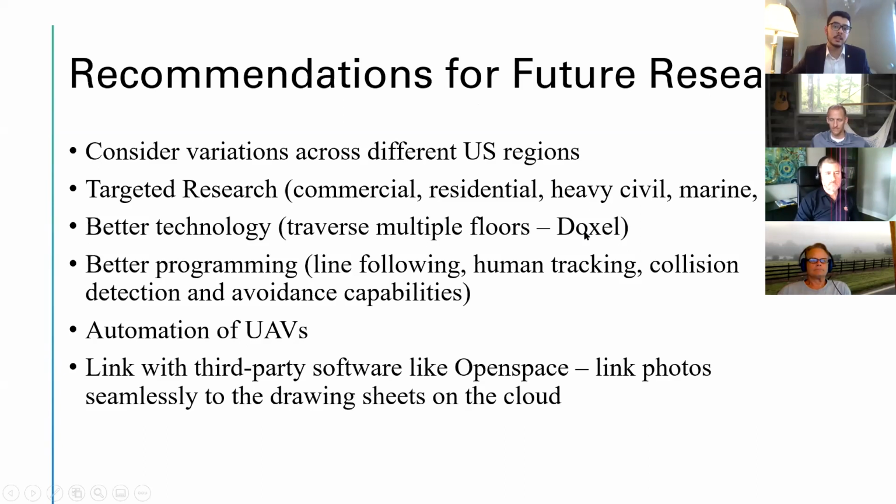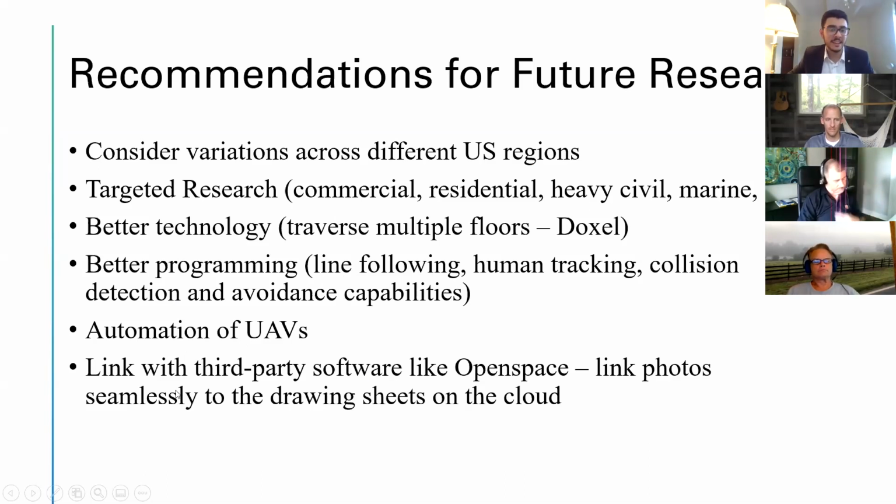Better technology, just like I talked about the Doxel robot, that can traverse multiple floors. Automation of UAVs. If UAVs, drones can be easily automated, that is something that would be great because it can actually traverse several floors and go to different heights. And as technology progresses, I see that there's a lot of areas of improvement for better technology in this research domain. Better programming, as I told Steve in my answer, you can do line following with it. Human tracking, collision detection, and avoidance capabilities is something you can program and add on to it.